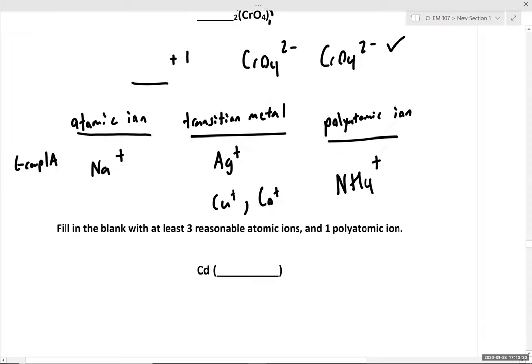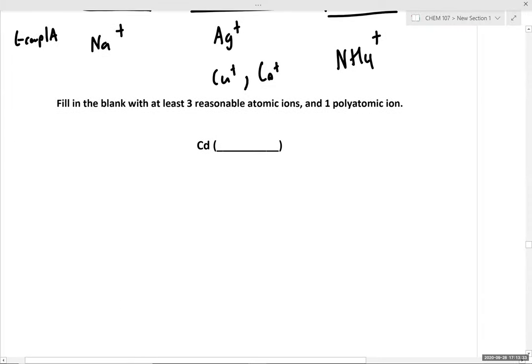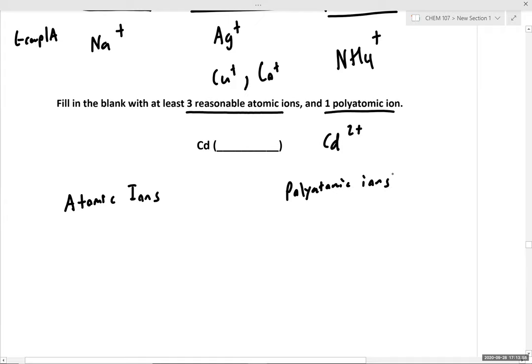So let's look at the following, and I'd like you to fill in the blank with at least 3 atomic ions and 1 polyatomic ion for a formula of a compound containing cadmium, remembering that cadmium likes to adopt a 2+ charge. So let's spend about 3 to 4 minutes on this example, and I'd like you to list the atomic ions and a few polyatomic ions that would fit in this formula. And we'll discuss this example in about 3 minutes.